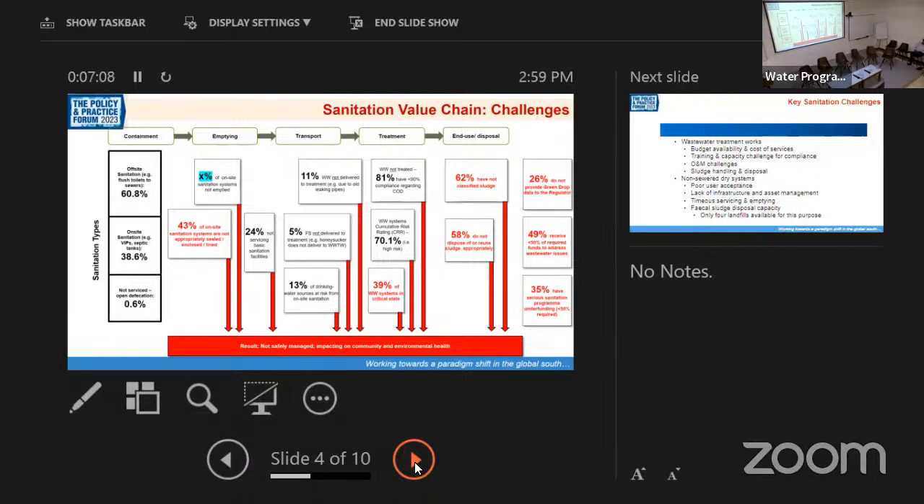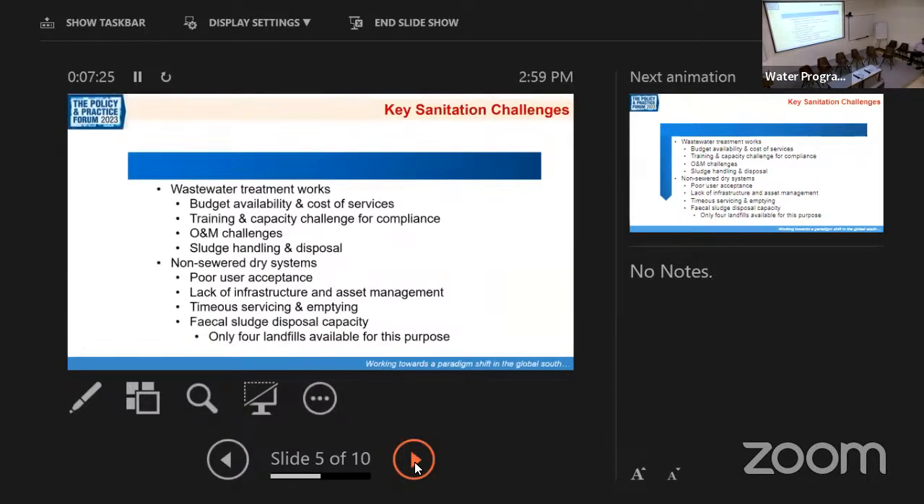About 49% are also regulated, but really not delivering the promised sanitation. And the quality of the effluent is also poor. And then about 35%, you have got serious sanitation challenges. So from the wastewater treatment works to the non-sewer dry sanitation systems, there's always challenges. But most people will experience the flushing toilet and not even worry about what then happens to the rest of it. The challenges range from budgets and availability of the costs to service our sanitation systems, training and capacity.